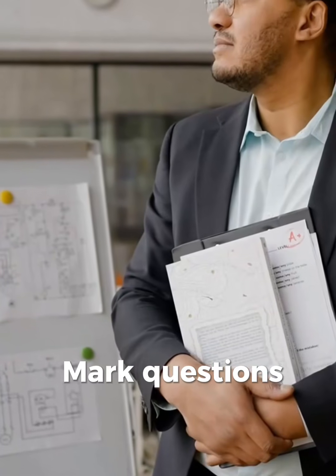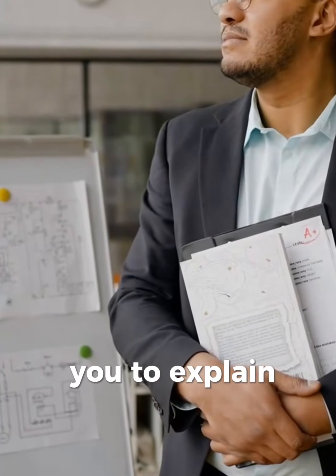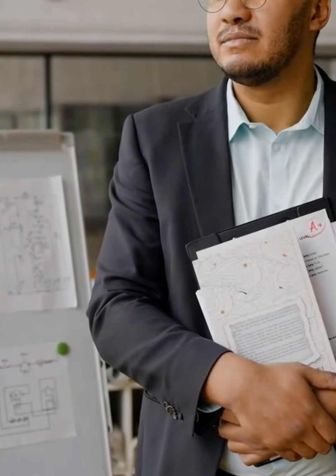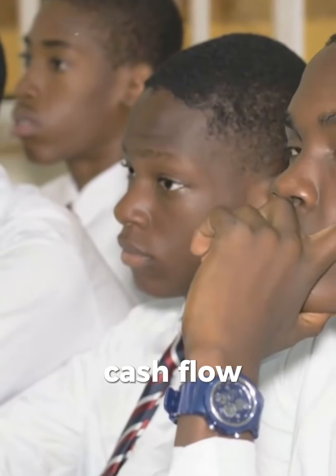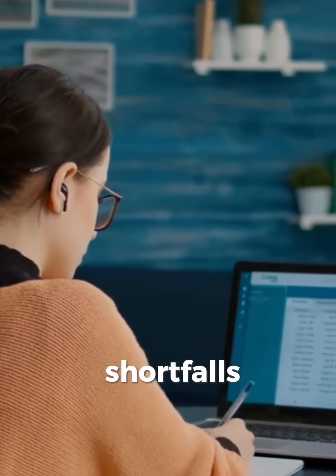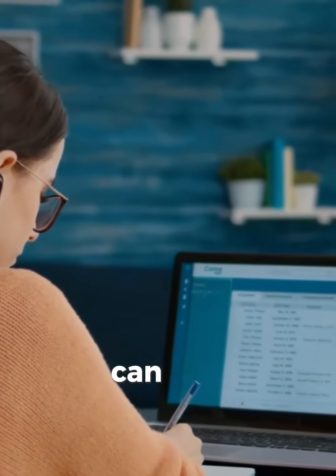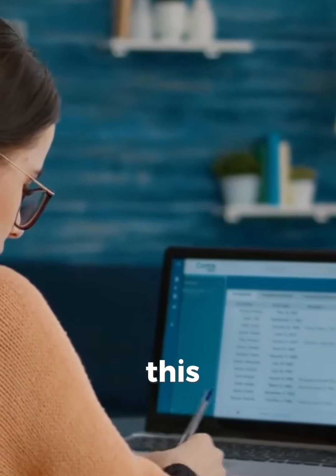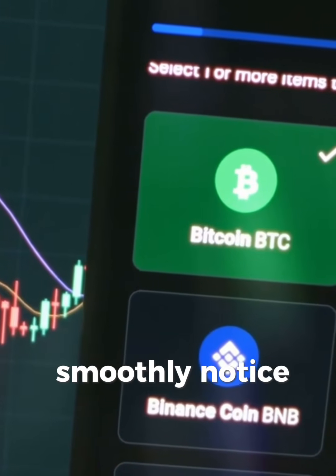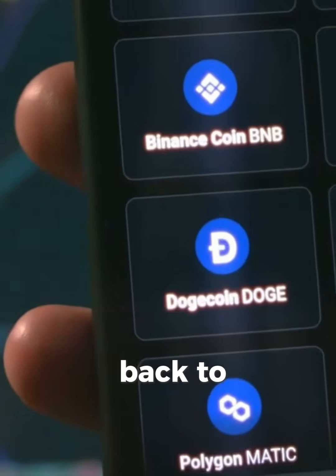Let's move to 6-mark questions. These typically ask you to explain 2 or 3 points in detail. Use the PEEL method for each paragraph. For example, a question might ask, explain 2 benefits of using cash flow forecasts. You would say, cash flow forecasts help identify cash shortfalls. For instance, a business can plan for seasonal dips in sales. This allows them to arrange finance in advance and avoid running out of cash. By managing cash flow effectively, the business ensures it can continue operations smoothly. Notice how each part connects and ties back to the question.